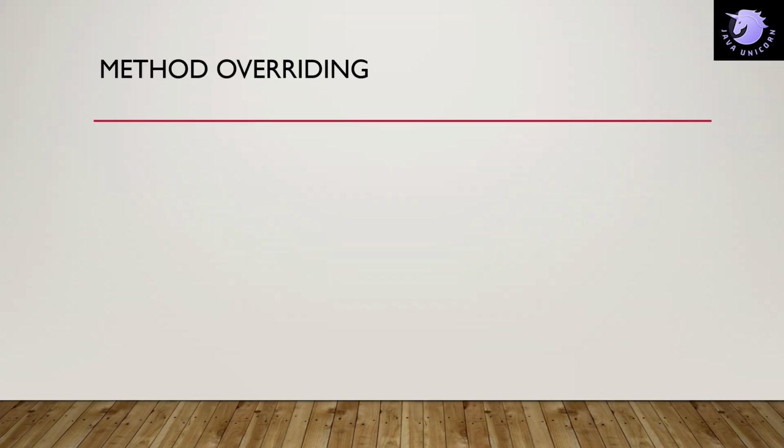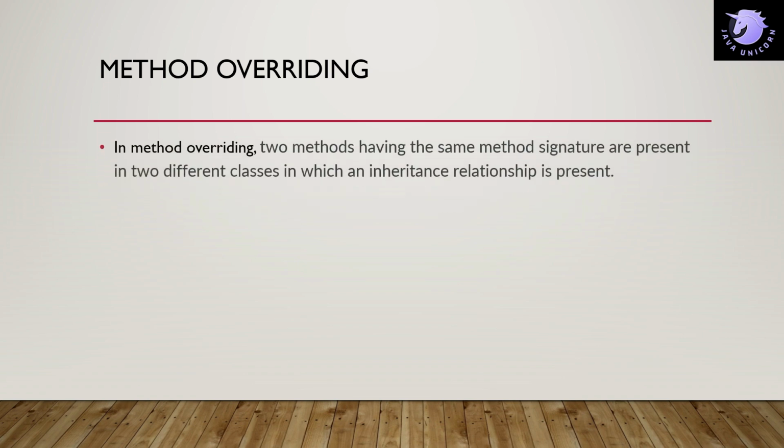Now what about method overriding? In method overriding, a parent class has a method and a child class has a method, and both methods have the same name and the same signature. In this case we can say this is method overriding. So in method overriding, the parent class and the child class have the same method name and the same signature. But there are some rules of method overriding. So what are those rules here?